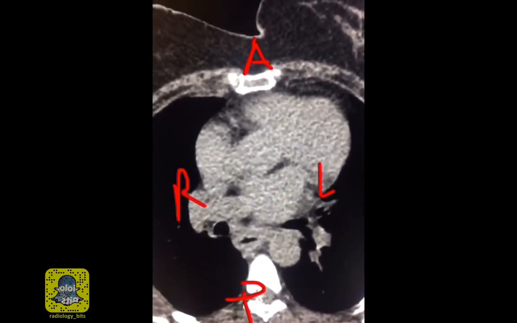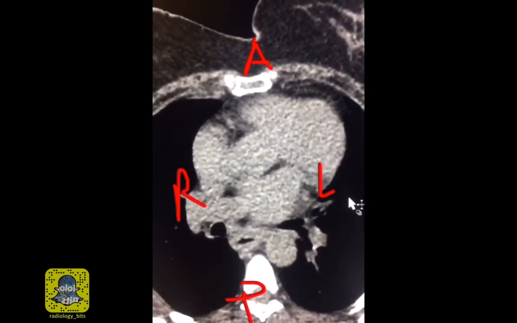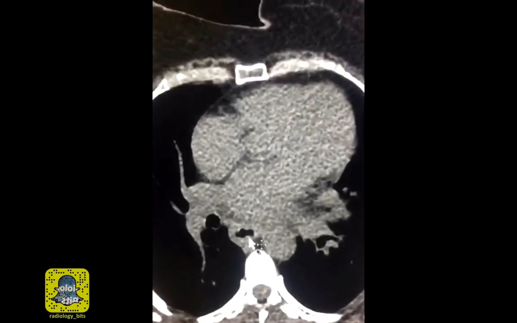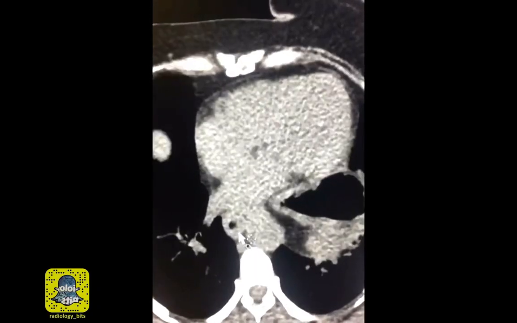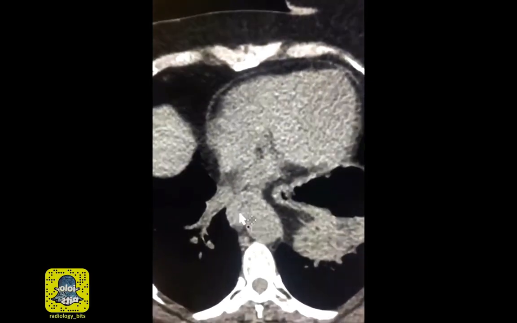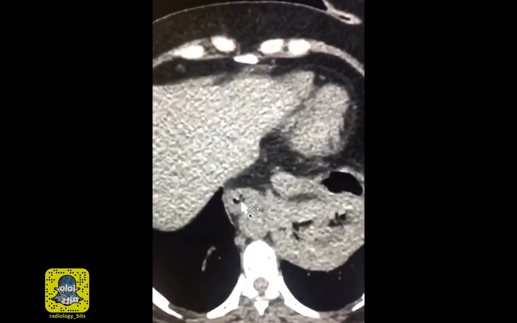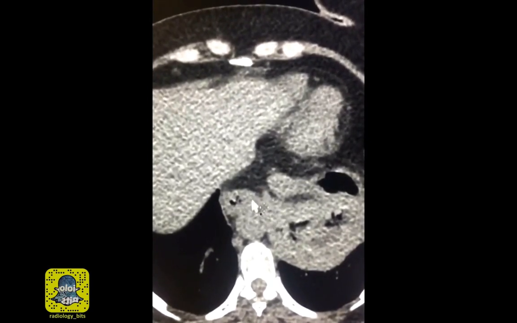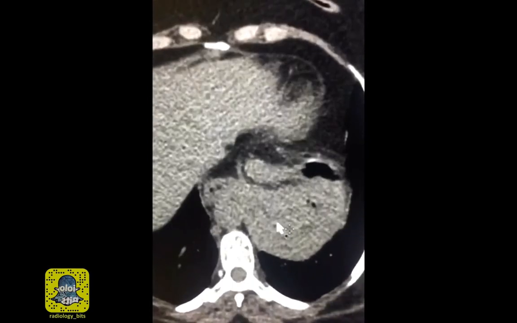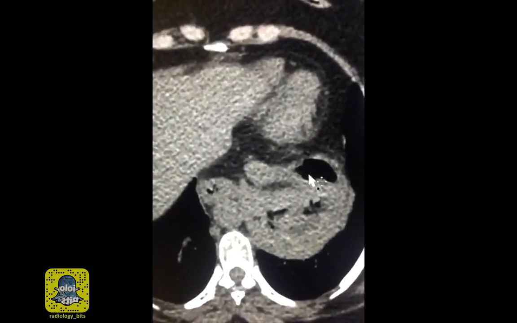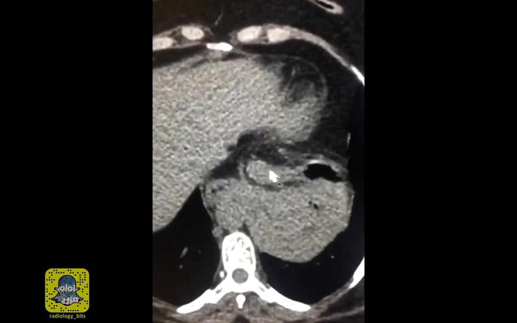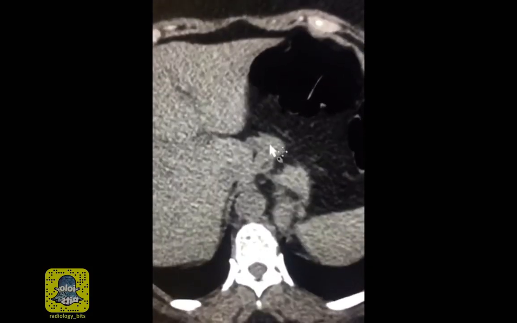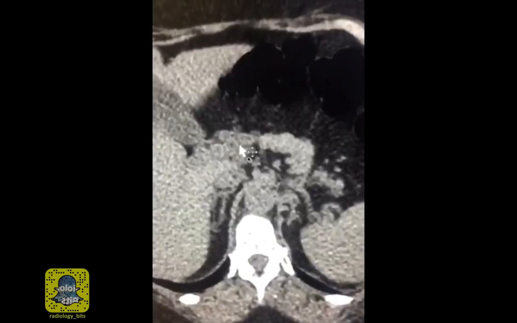This is anterior, this is posterior, here's right, and here's left. This is the esophagus within the mediastinum, and we're going from above below. Then the esophagus goes all the way here to join the stomach at the gastroesophageal junction. This is the entire stomach within the lower hemithorax. And here's the distal stomach as it connects to the duodenum.